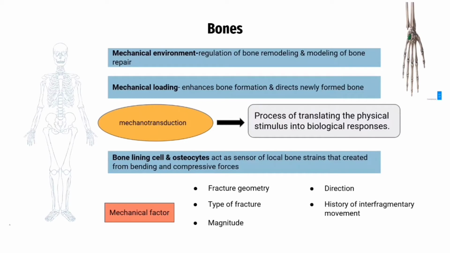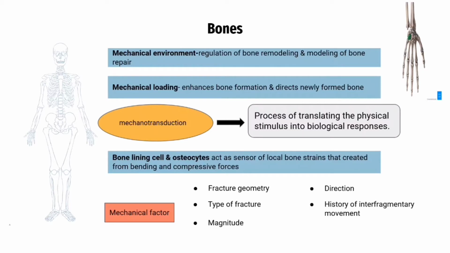Bone has the capacity to repair itself when it is fractured. Repair involves the generation of intermediate tissue such as fibrous connective tissue, cartilage, and woven bone before final bone healing. The intermediate tissue serves to stabilize the mechanical environment and provide a scaffold for differentiation of new cells. It means the mechanical environment plays an essential role in the regulation of bone remodeling during bone repair.